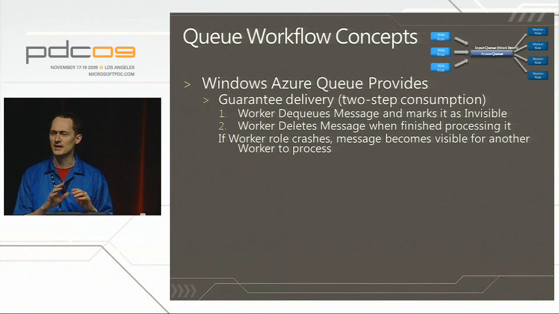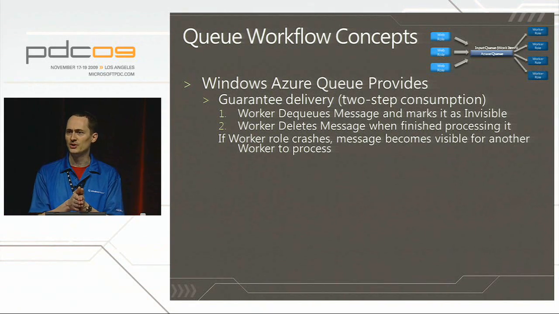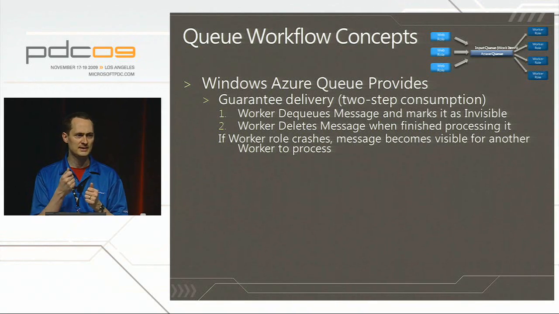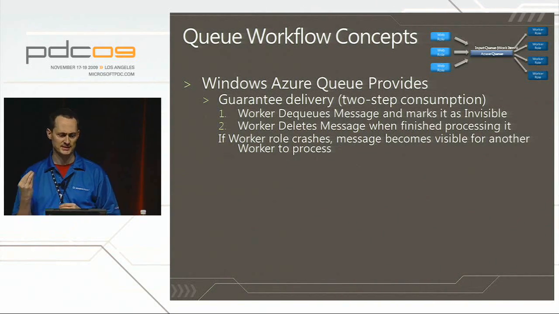Let's say we weren't doing this with the queue. If you just communicated the message from the web front end to the worker, and the worker crashed, you would have lost the message. So the whole point of putting the message in the queue is to make it durable. And the two-step consumption model guarantees that some worker will be able to get the message again and start processing it if the worker that was processing it fails.